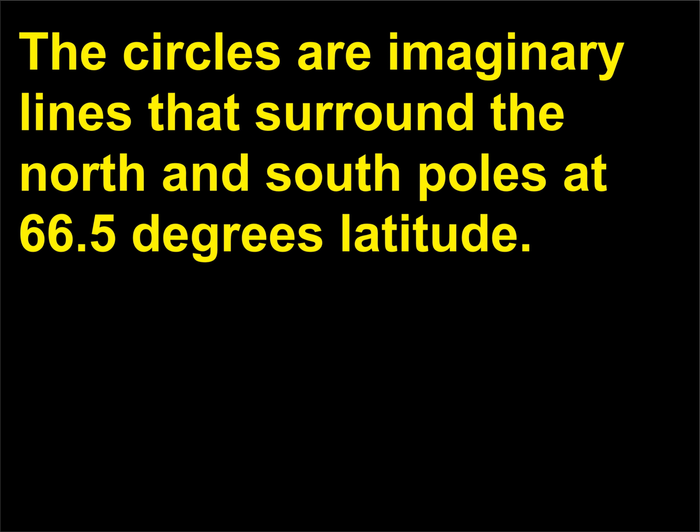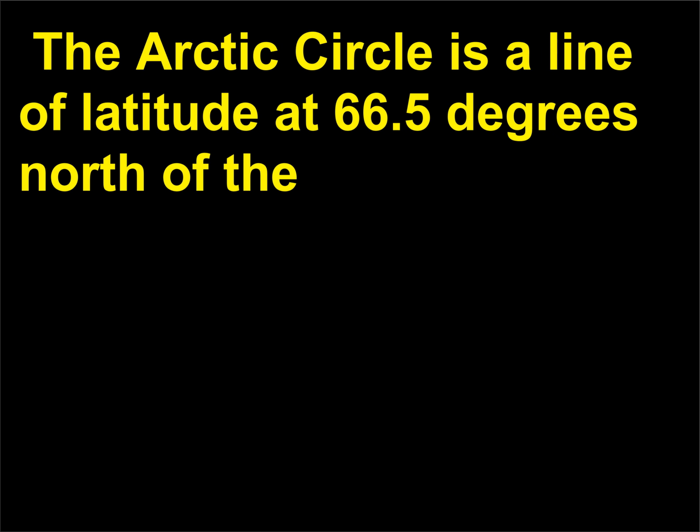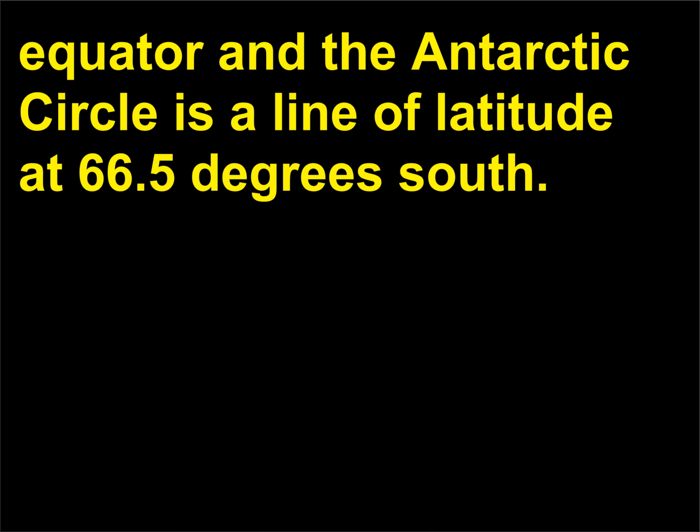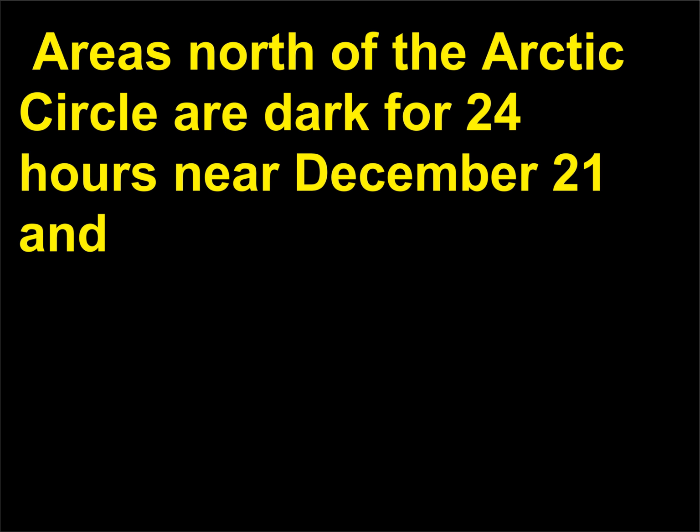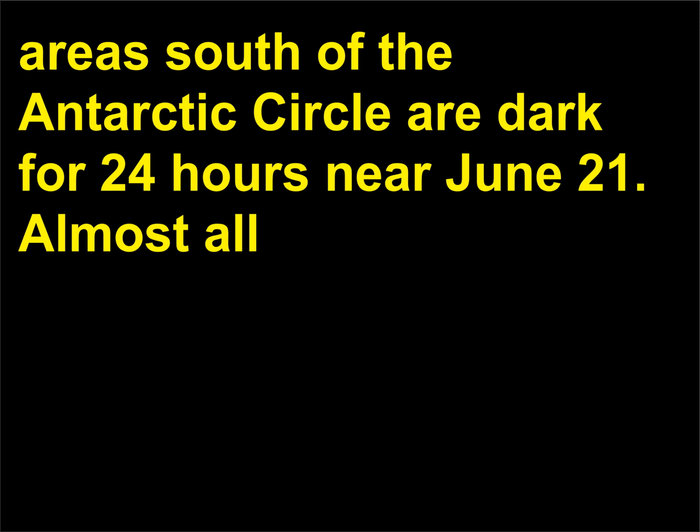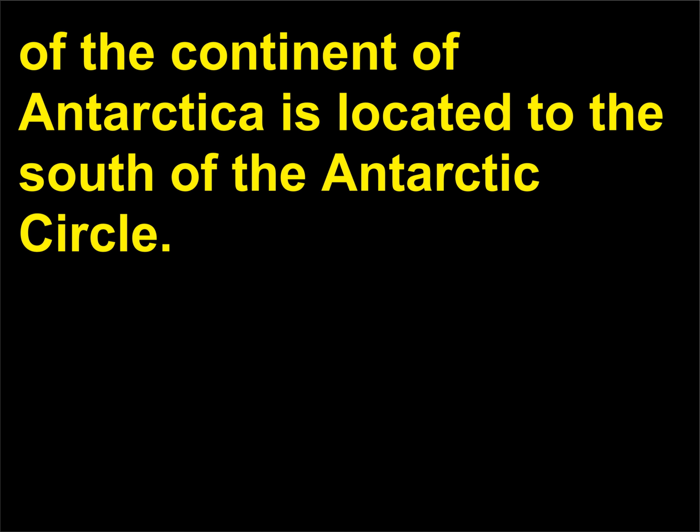The circles are imaginary lines that surround the North and South poles at 66.5 degrees latitude. The Arctic Circle is a line of latitude at 66.5 degrees north of the equator, and the Antarctic Circle is a line of latitude at 66.5 degrees south. Areas north of the Arctic Circle are dark for 24 hours near December 21 and areas south of the Antarctic Circle are dark for 24 hours near June 21. Almost all of the continent of Antarctica is located to the south of the Antarctic Circle.